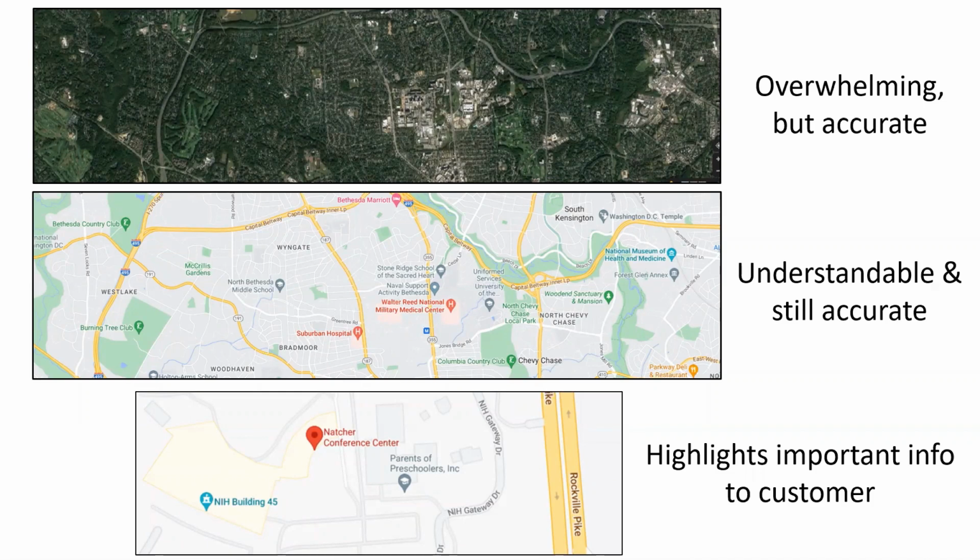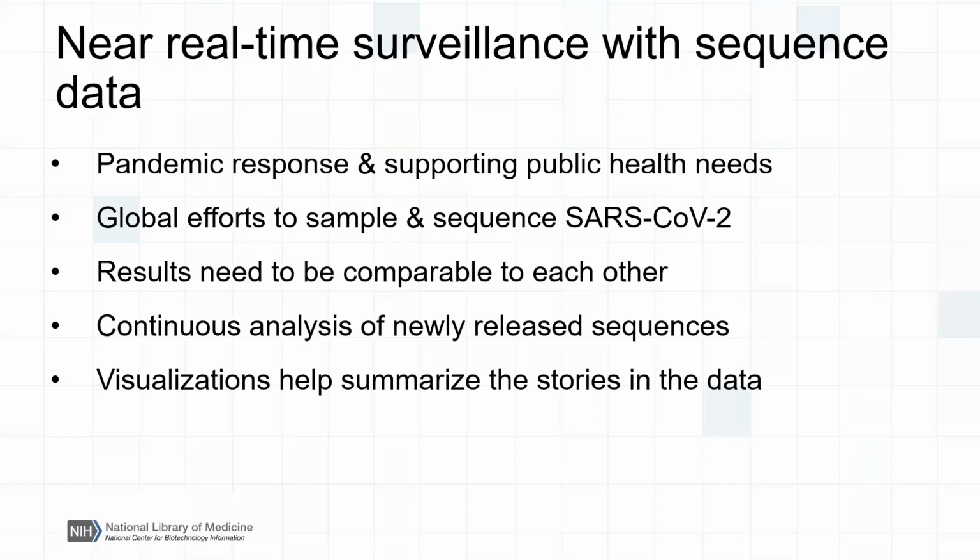If you label the items that are here, you start to become more familiar with what you're actually seeing. So it becomes more understandable, but you still maintain accuracy. But if you're only looking for one particular place, it's still too much information to be useful. So you might want some kind of highlight on only what you are interested in. Our goal with the SARS-CoV-2 variants overview was like that. We wanted to summarize the potentially overwhelming sequence data and help customers find the data that they're most interested in, all without losing any accuracy.